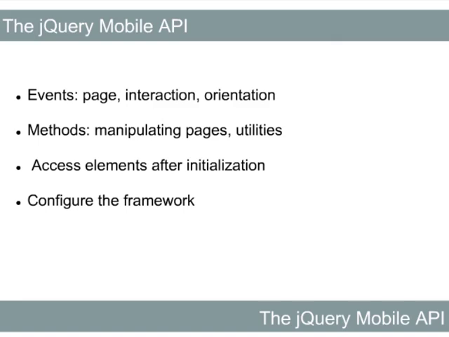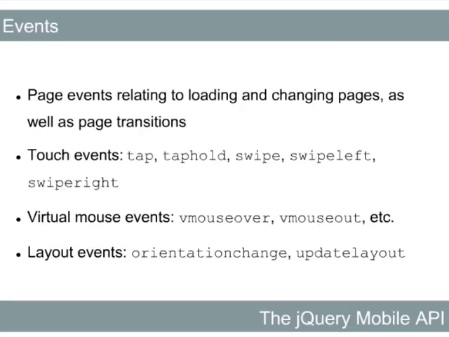Then we're also going to talk about accessing the jQuery Mobile UI elements after they're initialized and how to handle that. And we'll also talk about configuring the defaults for the framework and how we go about doing that. So let's get started with the events.